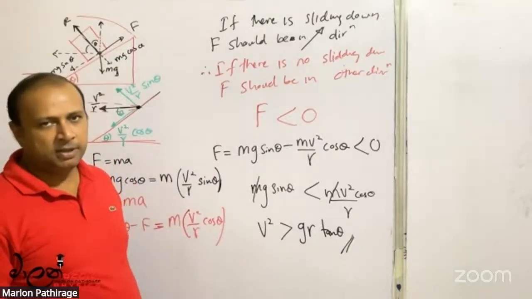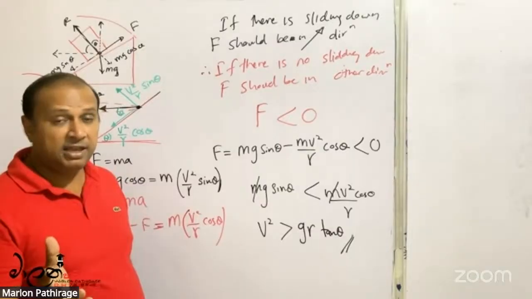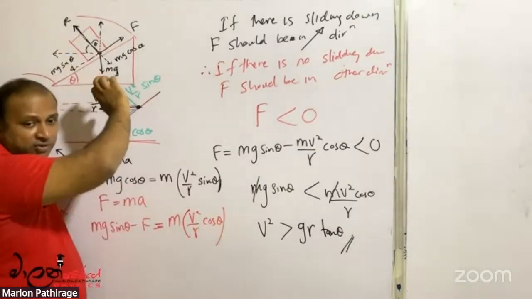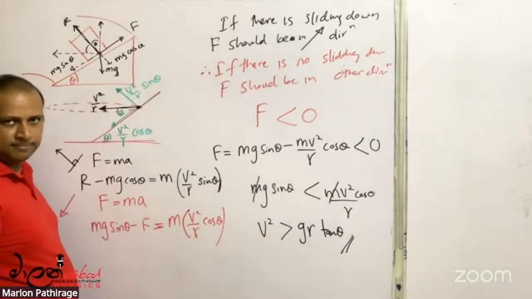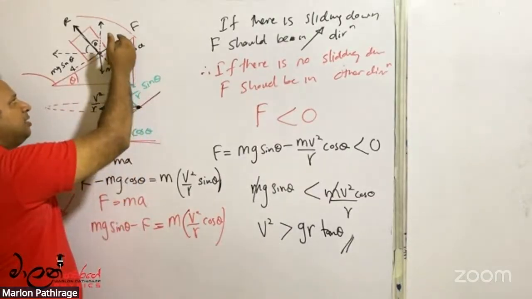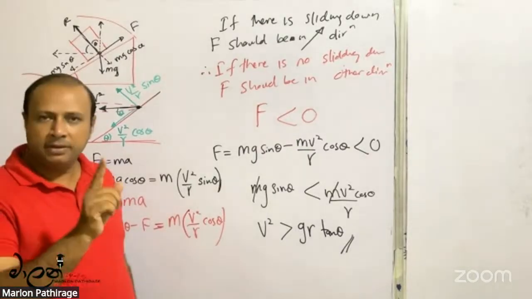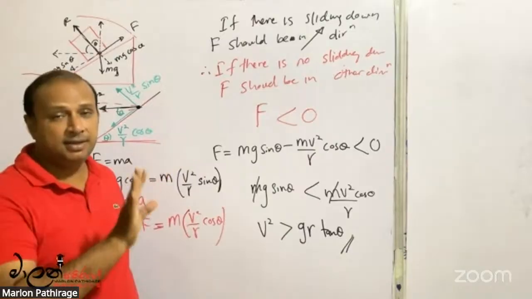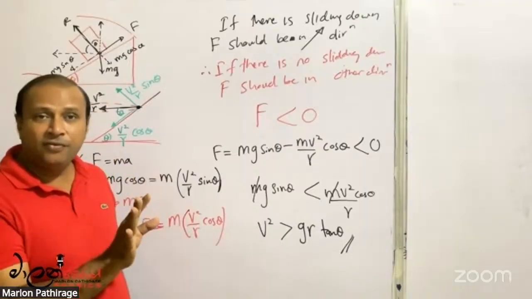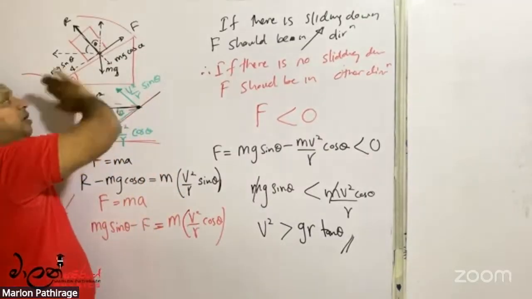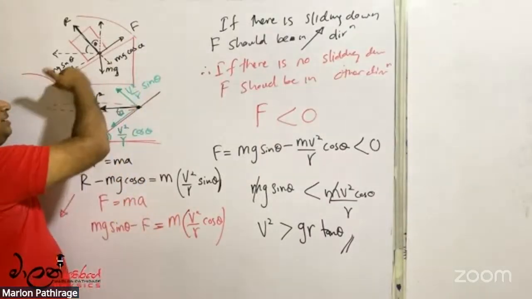To the outward direction. So if the speed is higher, then this vehicle tries to move in the upward direction. Upward direction means into the outward direction. Then the friction force should be the other way. Therefore, if the speed is enough and this vehicle tries to move in the outward direction, the friction force should be in the downward direction.